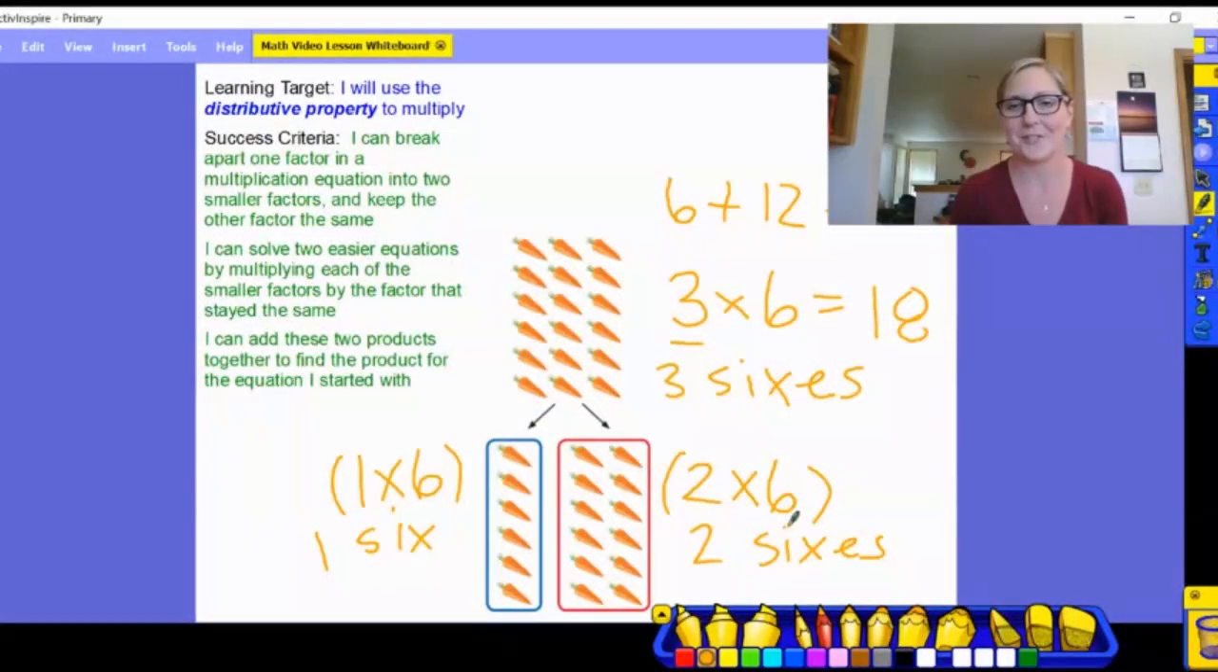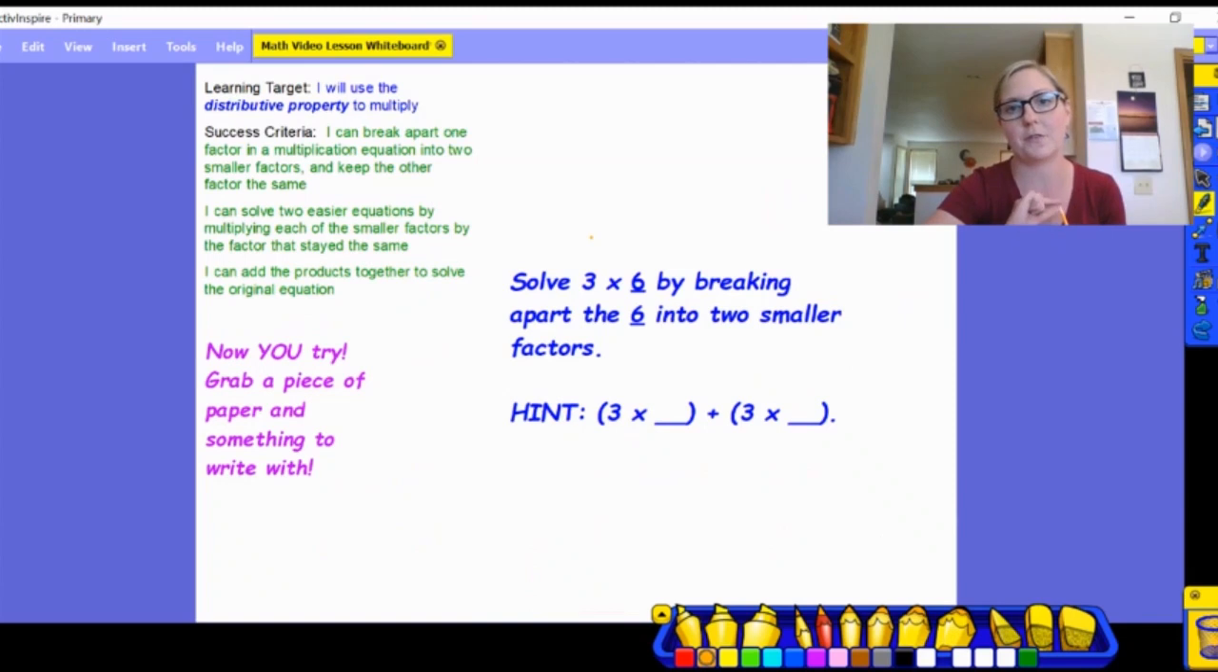Now it's your turn to try using distributive property to break apart one factor from a multiplication equation into 2 smaller numbers. And I will give you a second to grab a piece of paper and something to write with if you need to do that, or a whiteboard and a whiteboard marker. And then I'll go ahead and show you what you're working on. And you can pause the video if you need to grab your materials.